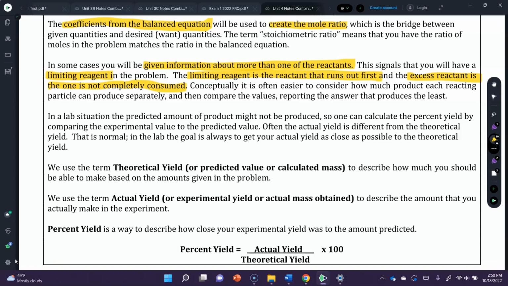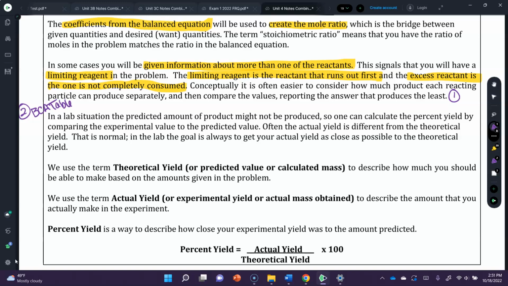Conceptually, it is often easier to consider how much product each reacting particle can produce separately and then compare the two values. So we are going to first address this method, where we look at how much our starting amounts give us of a specific product. So we're doing double work. We are also going to look at a second process, which is called a BCA table, and we will come back to that. That BCA table will also lead us into a skill set that we need when we discuss equilibrium problems much later this school year. So we'll discuss both, okay?